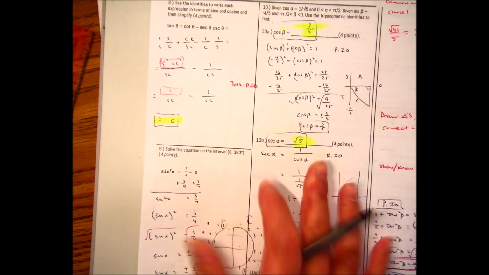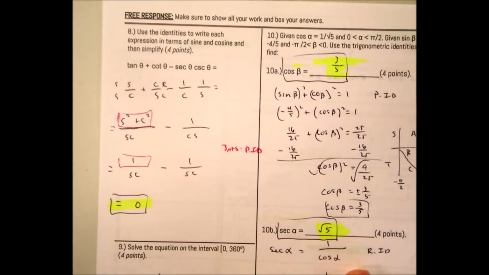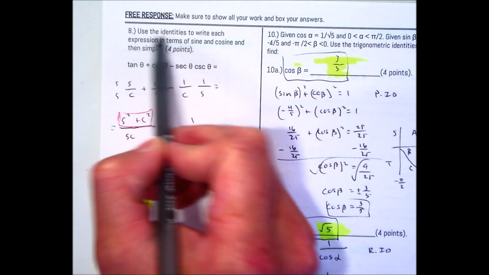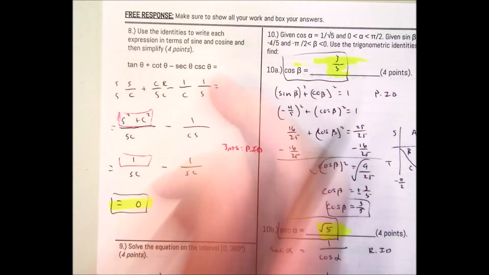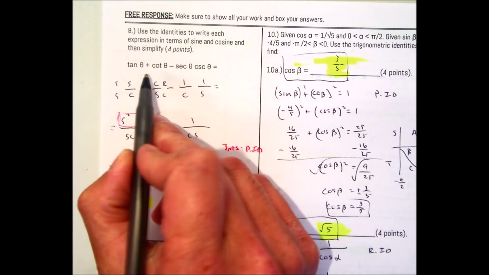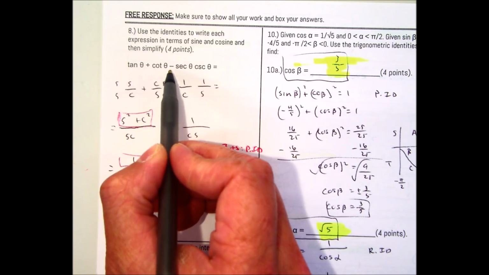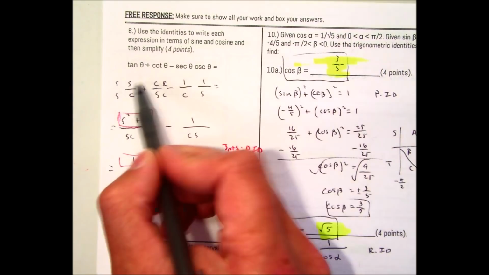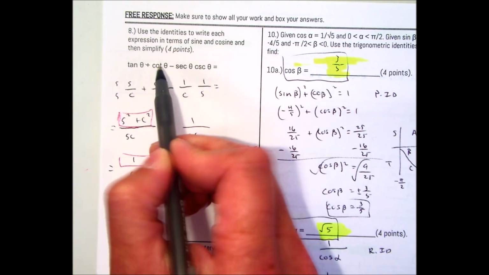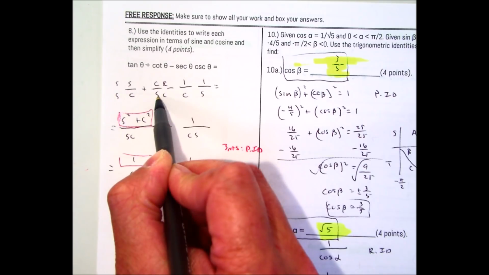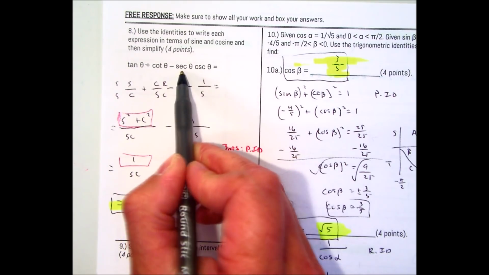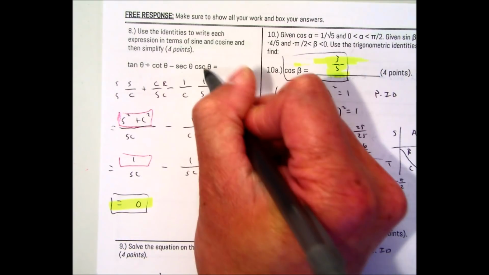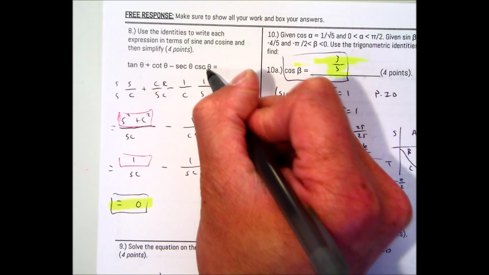Alright, on the back side of your quiz, number 8, for your response, make sure to show all your work, box your answers. Number 8, use identities to write each expression in terms of sine and cosine, and then simplify. So in this problem, I have tangent plus cotangent minus secant times cosecant. Tangent, I turn into sine over cosine by the quotient identity. Cotangent, turn into cosine over sine by the quotient identity. And secant times cosecant, I just turn into 1 over cosine by the reciprocal identity. And cosecant is 1 over sine.